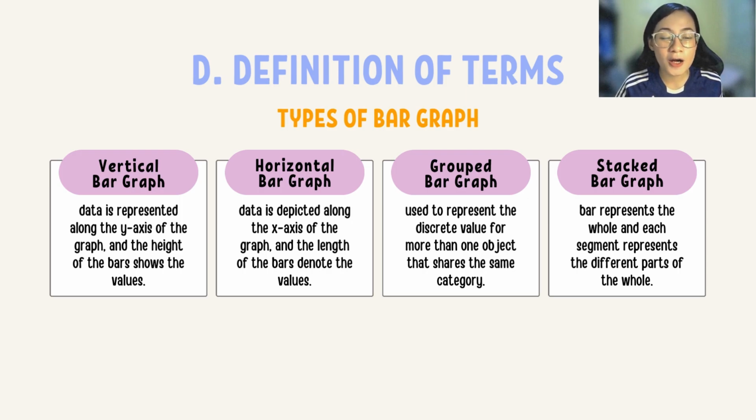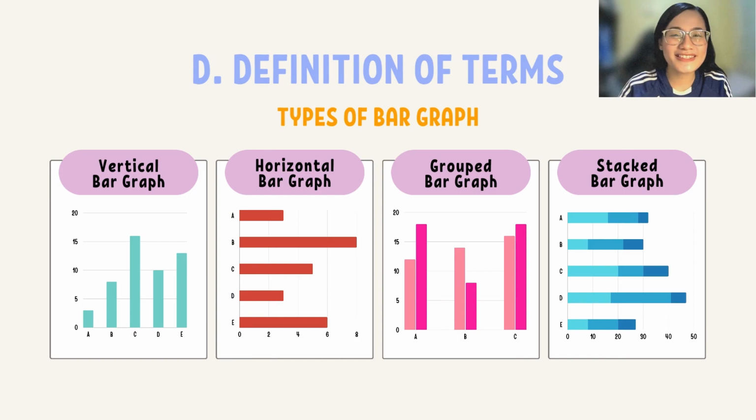Fourth, we have the stacked bar graph. It is also called a composite bar chart. The stacked bar chart requires specific labeling to show the different parts of the bar. In a stacked bar graph, each bar represents the whole and each segment represents the different parts of the whole. So in this slide, it shows the different illustrations of the types of bar graphs.